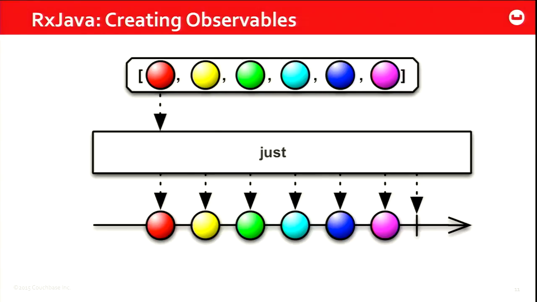Now, what you see on the screen here is called marble diagrams, and they are a very simple way to represent observable streams. So at the top, you can see we're passing a list or a collection of data into our just method, and eventually it will emit events, and then the final element that you see there is basically the onComplete event. So we have 6 onNext events and then a final onComplete event. And an onError event is depicted with a red X.